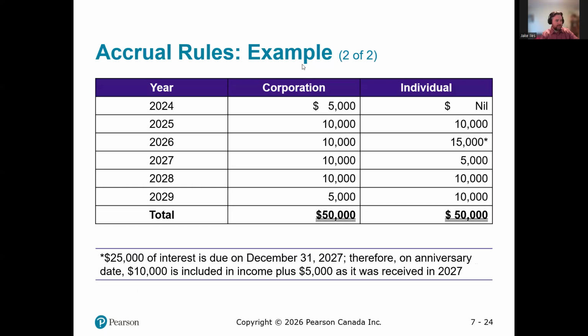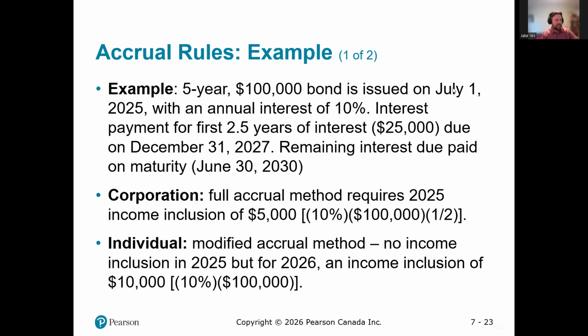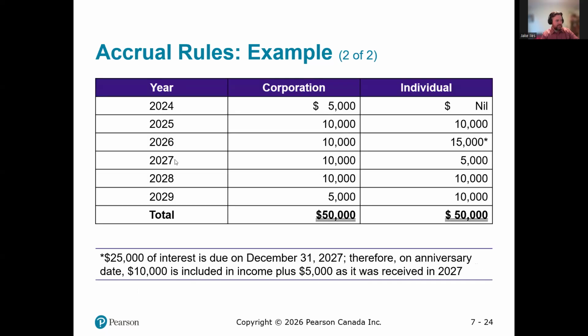And I think if we go to the next one. So in 2024, it's issued on 2025. These years are slightly off. This should be 2025 onward. So in the first year, 6 months pass, so the corporation accrues 6 months of interest.